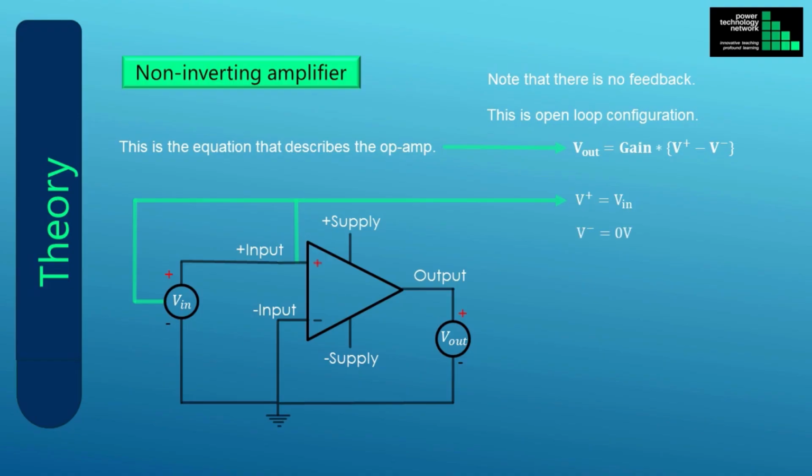The input at the positive terminal of the op-amp is connected to the signal input. The negative input of the operational amplifier is connected to the ground. And the output signal is equal to the voltage difference at the two inputs of the op-amp, multiplied by the open-loop gain of the op-amp. This equation reduces to the input voltage signal multiplied by the op-amp open-loop gain.